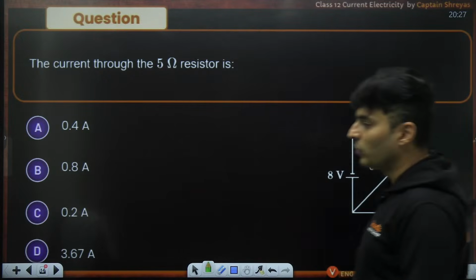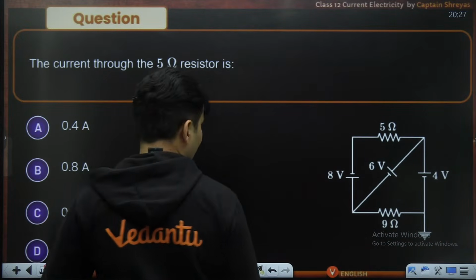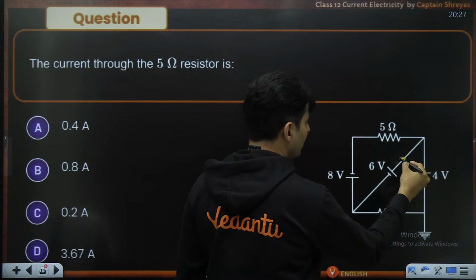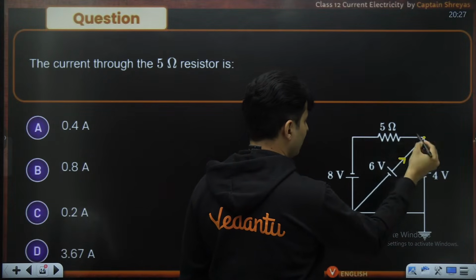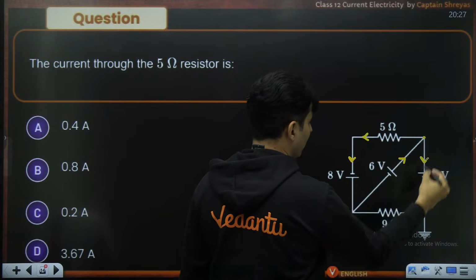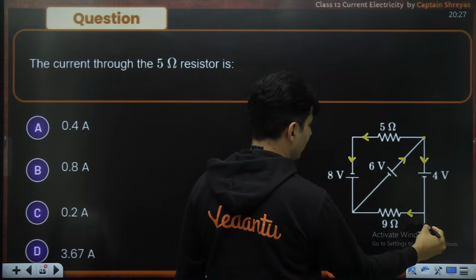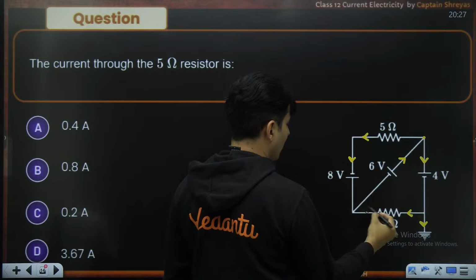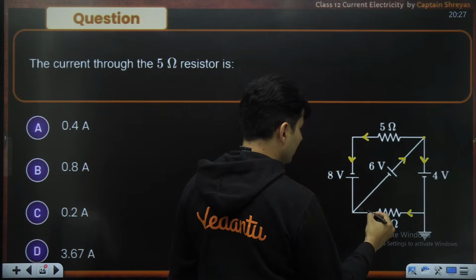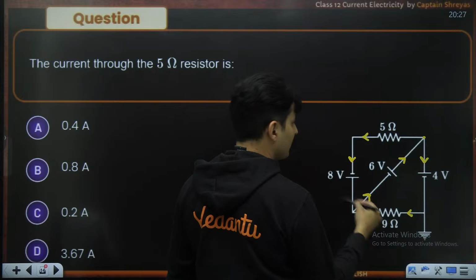Current through the 5 ohm resistor is asked. Let's start by assuming some currents. Maybe some current will go like this. At this junction, it will probably split like this, and some current might go like this. It might even split over here and might again come back. But this is ground. It just means that it is 0 volts. That's all.